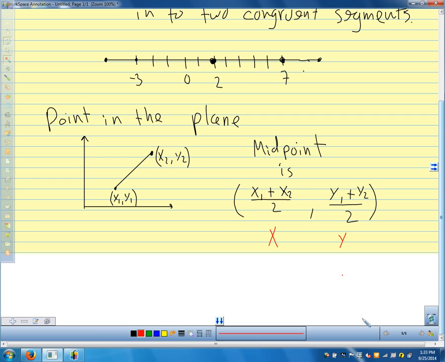So let's take a look at how we are going to use the midpoint formula. Questions on this piece? We're finding the middle of the x's and the middle of the y's. To find the middle, we are using the average. All right, let's do a couple of examples.